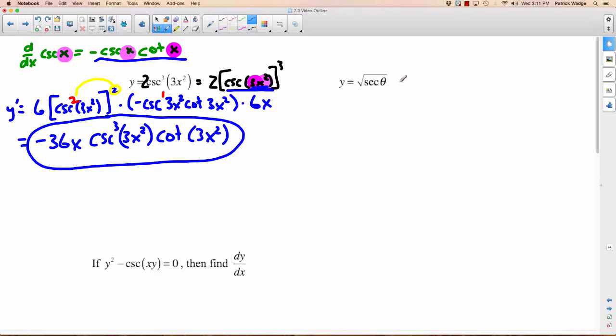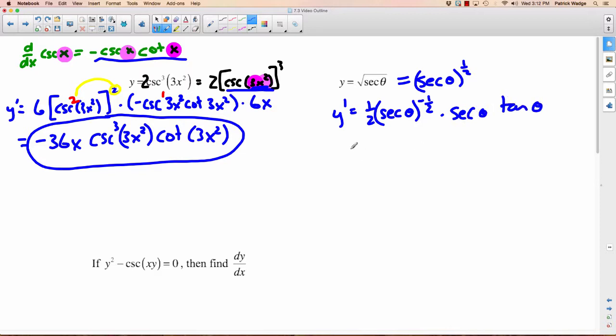Okay, derivative of the square root of secant theta. Well, let's rewrite this as secant theta all to the 1/2. That's the same as square root. So we're going to use the chain rule. 1/2 comes down. Keep the inside the same. The 1/2 drops down to a negative 1/2. We multiply by the derivative of secant theta, and we saw that the derivative of secant theta is secant theta tan theta. So what we have on the top is just the secant theta tan theta.